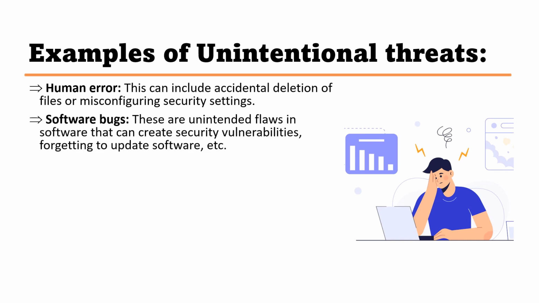Software bugs. These are unintended flaws in the software. They can create security vulnerabilities. Forgetting to update software, forgetting to use the correct version or get the correct version of a particular software that has been updated are all examples of unintentional threats that have software bugs.